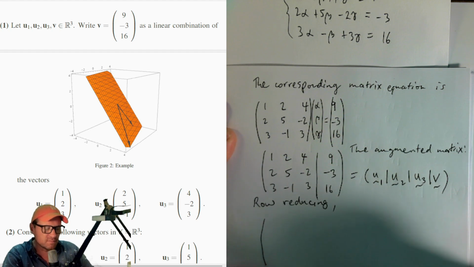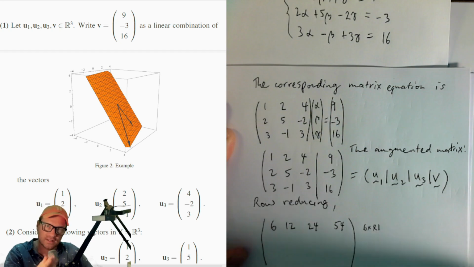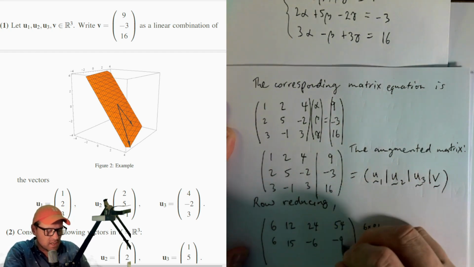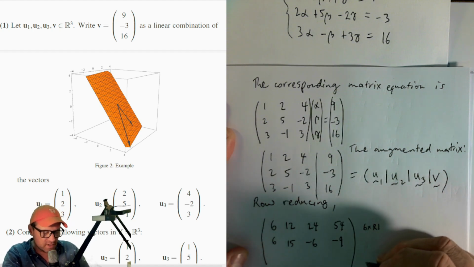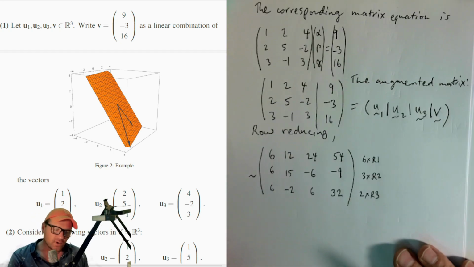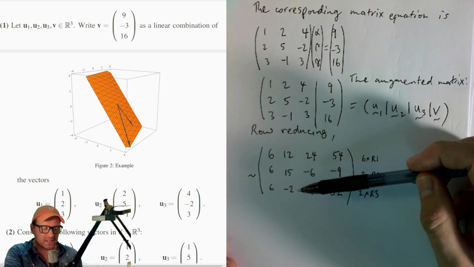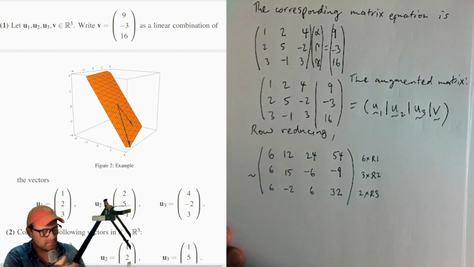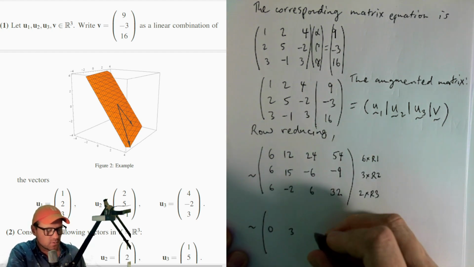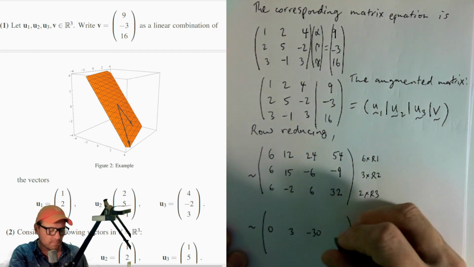So what I'm going to do first is multiply row 1 by 6: 6, 12, 24, and 54. Let's multiply row 2 by 3. So we have 6, 15, minus 6, minus 9, and let's multiply row 3 by 2. So we have 6, minus 2, 6, and 32. Okay, continuing, now we have the opportunity to have zeros here because we have the same number there. So let's replace row 2 with row 2 minus row 1. So 6 minus 6 is 0, 15 minus 12 is 3, minus 6 minus 24 is minus 30, minus 9 minus 54 is minus 63.